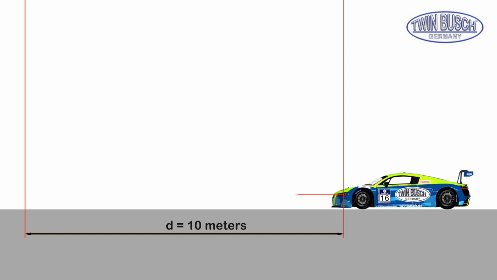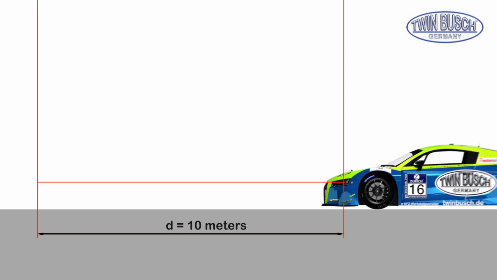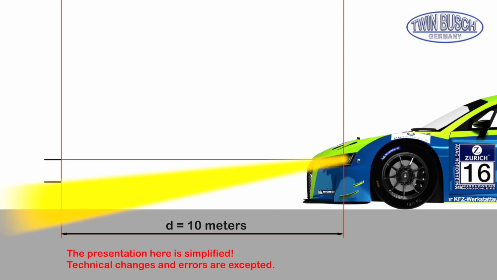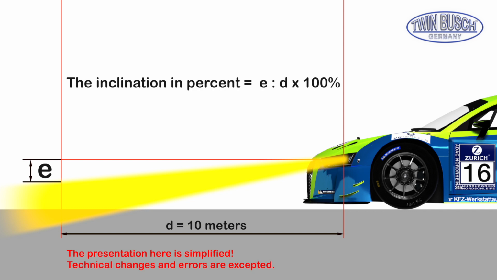Starting at the headlight, we determine a distance of 10 meters and draw a horizontal line starting from the middle of the headlight. For better visibility, we will change the proportions here. The distance between the upper edge of the light beam and the horizontal line is called E. This is the value that is appropriate for the vehicle and that must be set in the headlight adjustment device. As an alternative to the E value, the inclination can also be indicated as a percentage, as in our case. This results from the formula of the height difference divided by the distance times 100%.